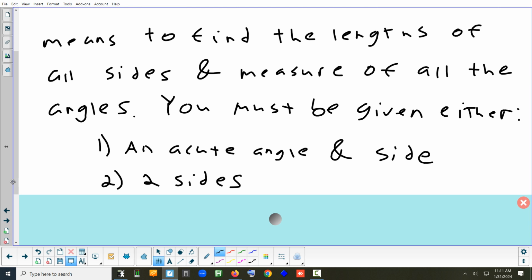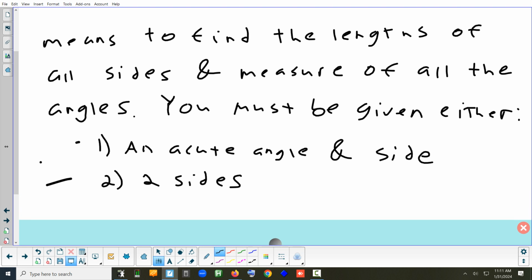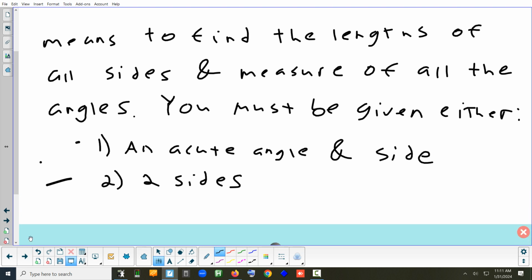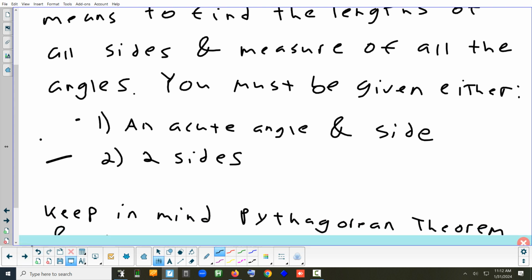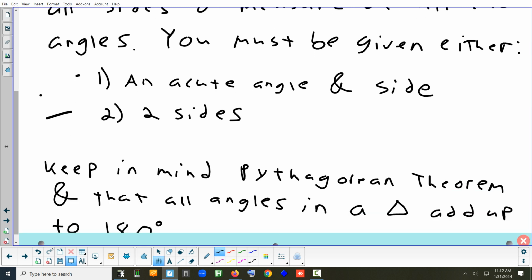There's no other information that I could give you to start the problem. It has to be one of those two cases. It has to be. So things that we can use as we're trying to solve triangles, we can use the Pythagorean theorem. Okay, so keep that in mind as we go through problems. And we can use the fact that all the angles in a triangle always add up to how much? 180. Always add up to 180.